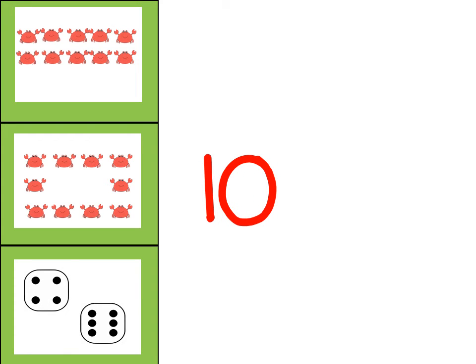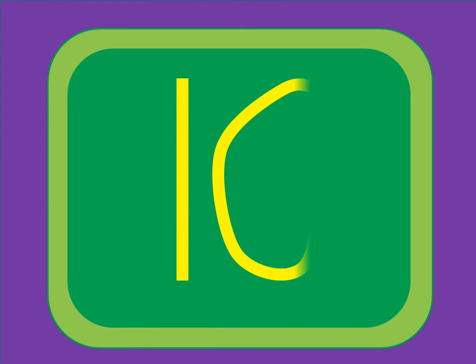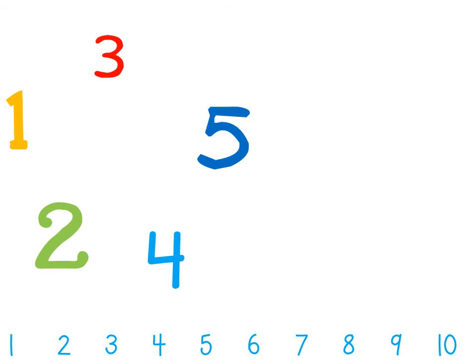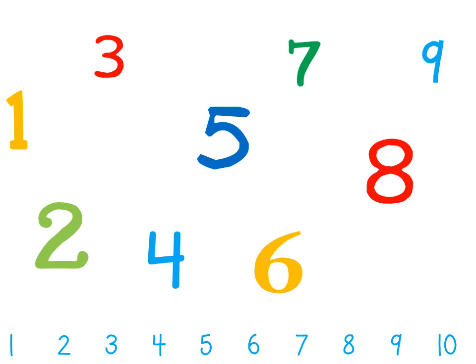10, 10, let's make a 10. Pull it down to the ground, then circle all around. Numbers, numbers, 1 through 10. Let's look at all the ways to make them.